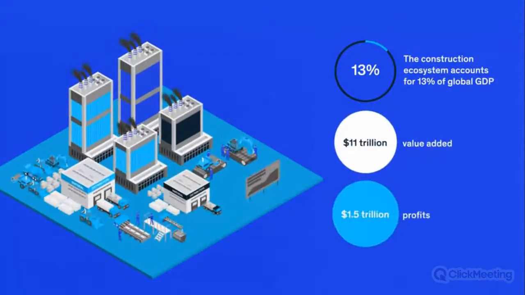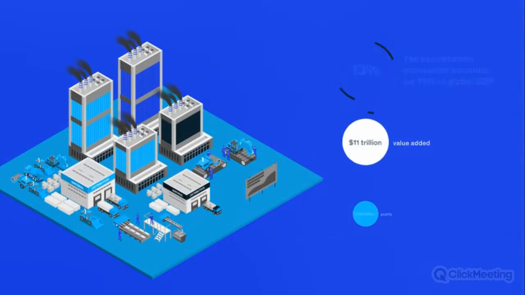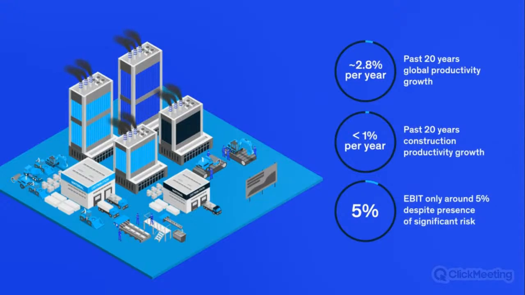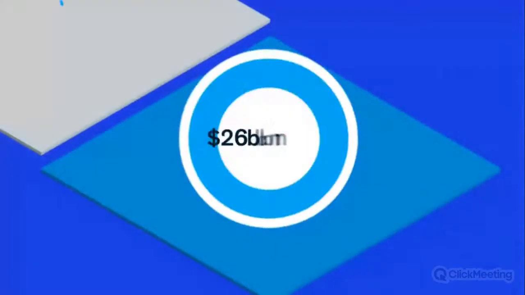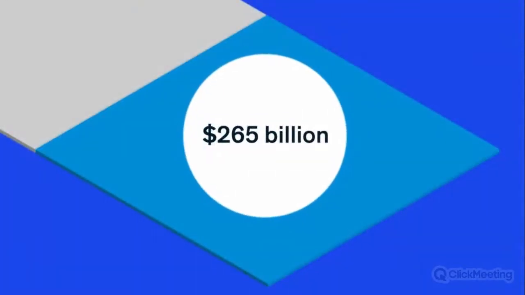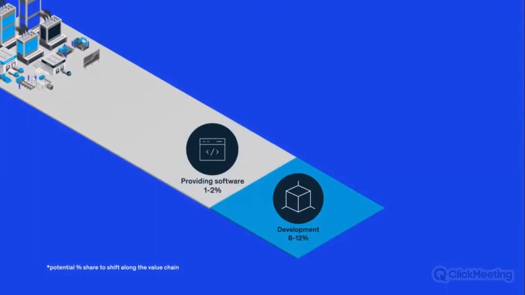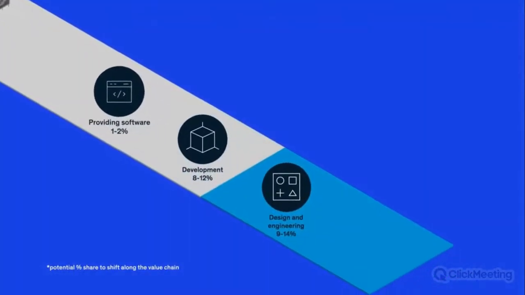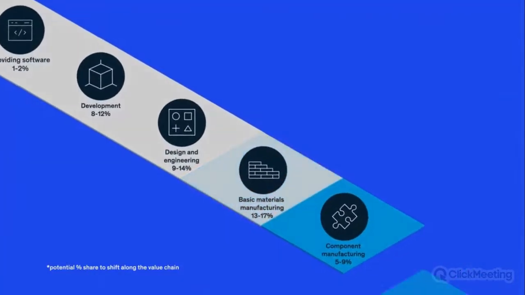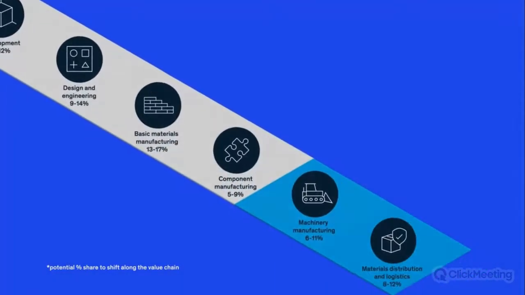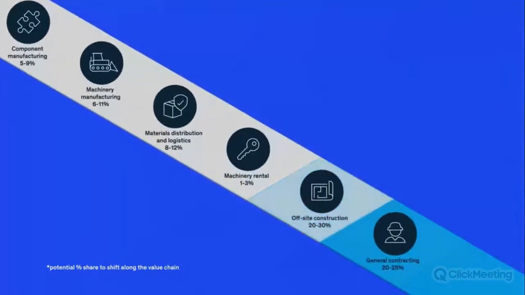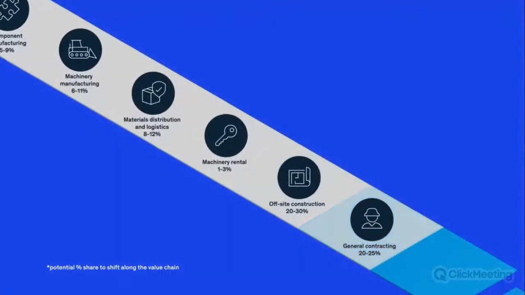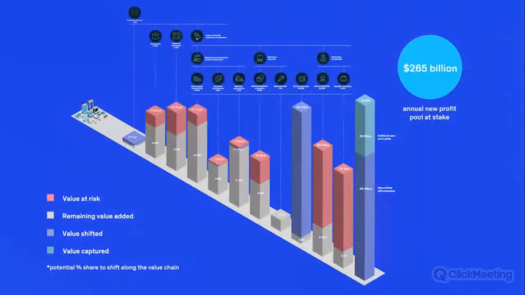Construction is the world's largest economic ecosystem, but it lags its peers in productivity. With up to 45% of incumbent value added expected to shift along the entire value chain and $265 billion new profit pools at stake annually, rapid reimagination of business and operating models is key. Industrialization and consolidation will lead to more investment. Integration will see some players seize control of the value chain. Advanced materials will enable new approaches, and longer haul logistics and digital technologies will empower both innovative incumbents and new entrants.